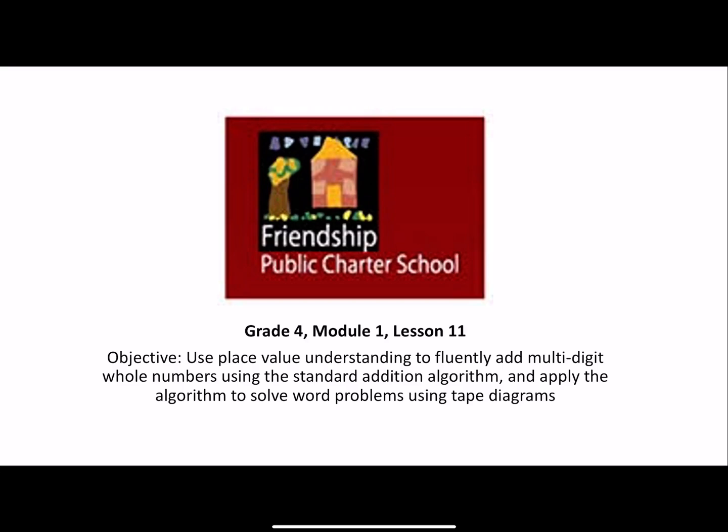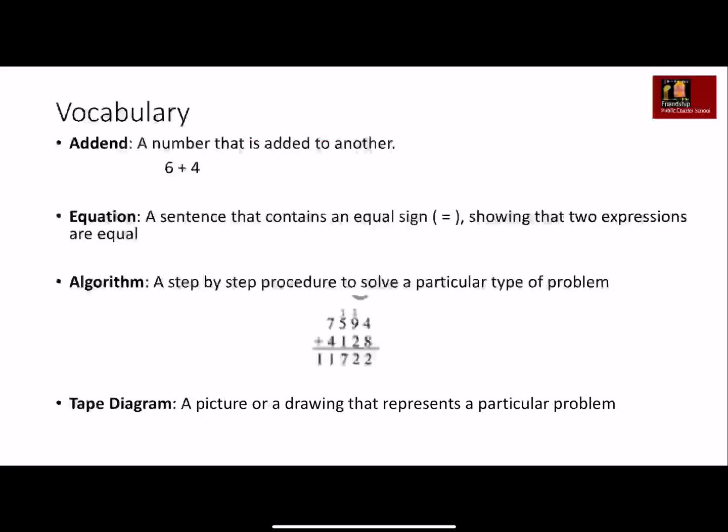I'm Mr. T, and today we're going over Module 1, Lesson 11, which says we can use place value understanding to fluently add multi-digit whole numbers using the standard addition algorithm and apply the algorithm to solve word problems using tape diagrams. Okay? So the first thing we want to do is look at our new vocabulary words.